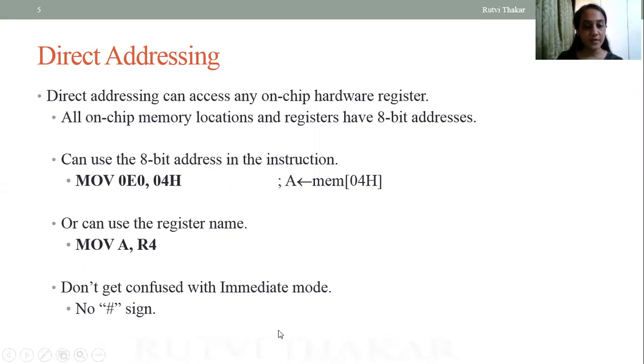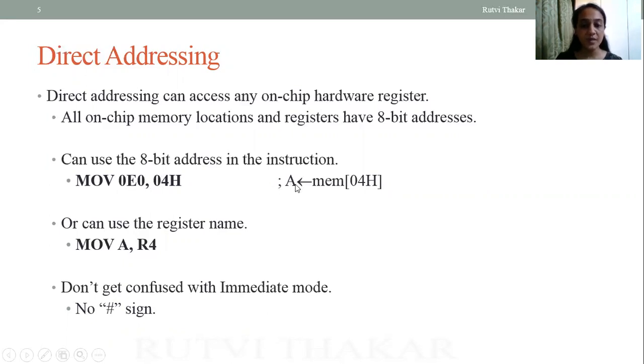First example, MOV E0, 04 hex. This 04 is nothing but the address. Now, one difference is that there is no hash written before the 04, so it is not an immediate addressing mode that we need to take care of. 0E0 is nothing but the address of the accumulator. This is just one way by which we can write the code.